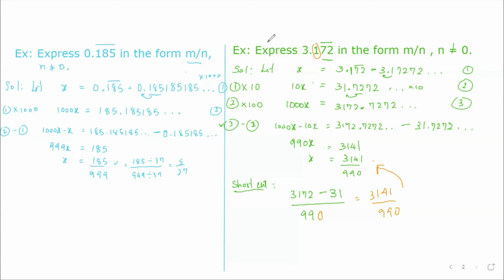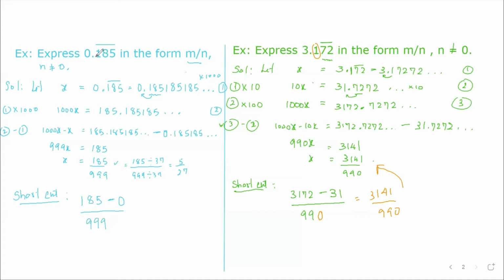How about we come back to the earlier question? We do the shortcut for this one. The same way: take 0.185 as a whole number, so it becomes 185, since the 0 in front has no meaning, minus any number in front of the repeating part. In front of the repeating part is 0, right? So you just subtract 0, divided by the number of repeating digits. How many digits? 3, right? 185 is 3 digits, so you represent it as 999.